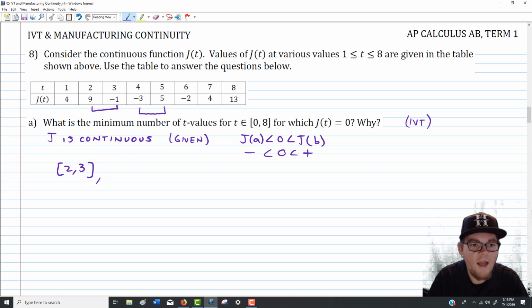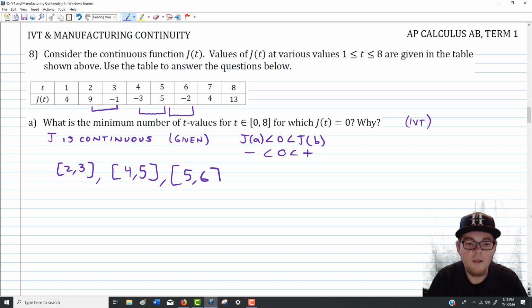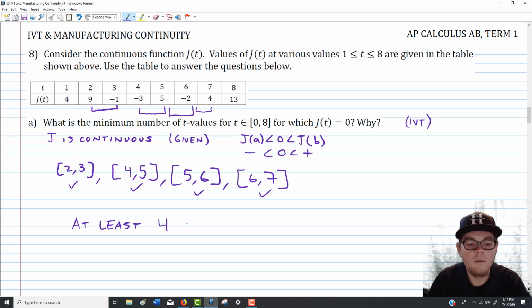Likewise, from 4 to 5, we go from -3 to 5. So 4 to 5, we could do the exact same sort of proof and explanation. From 5 to 6, we go from +5 to -2. There's a sign change once again. So there must be a 0 for j of t on there. And then last but not least, from 6 to 7, we go from -2 to 4. So once again, there has to be a sign change. So given that, we need 1 zero. J of t is guaranteed to have at least 1 zero on each of those intervals, which means that there must be at least 4 such t values. Actually, I'll just say at least 4 such t.